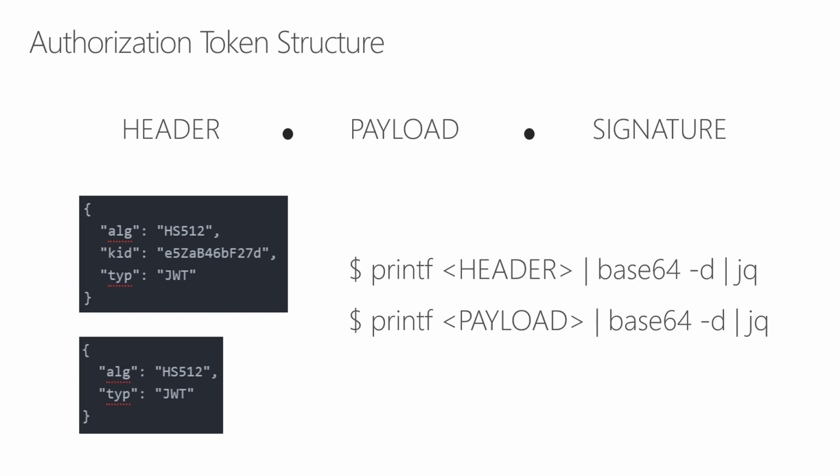So in the first box that you see, there is an algorithm HS, there is a kid, and there is type. So the type of the token is JWT. That's usually standard across the board. That would be in every token. That's JWT token. Algorithm is HS. Think of it as shared key encryption. KID is something called key ID.